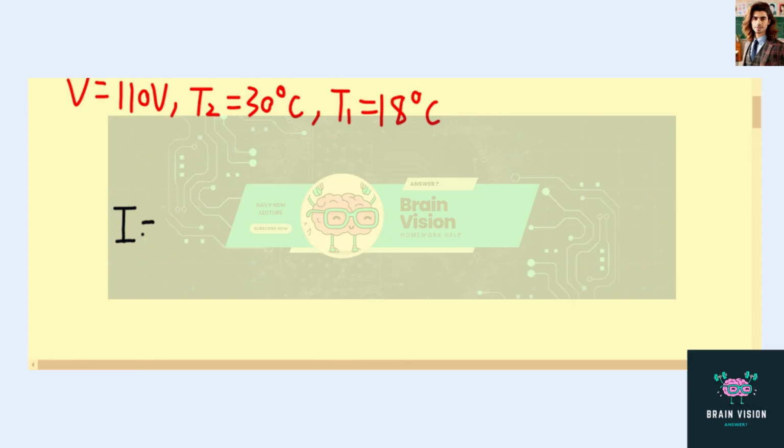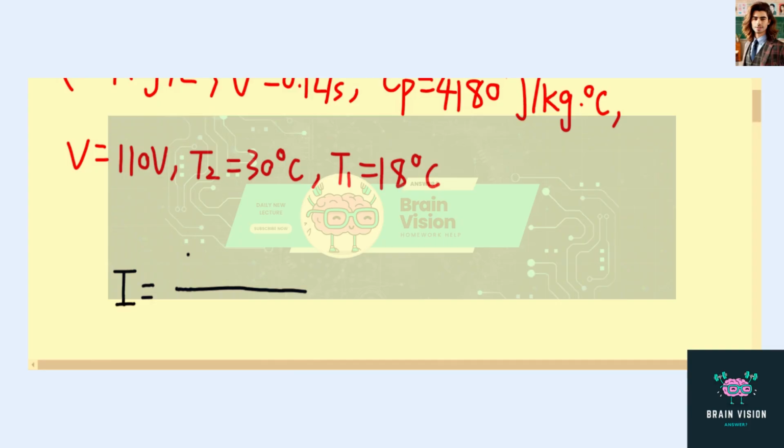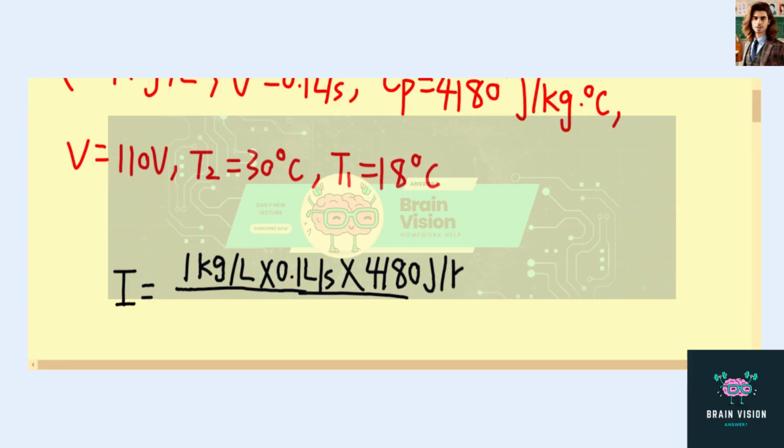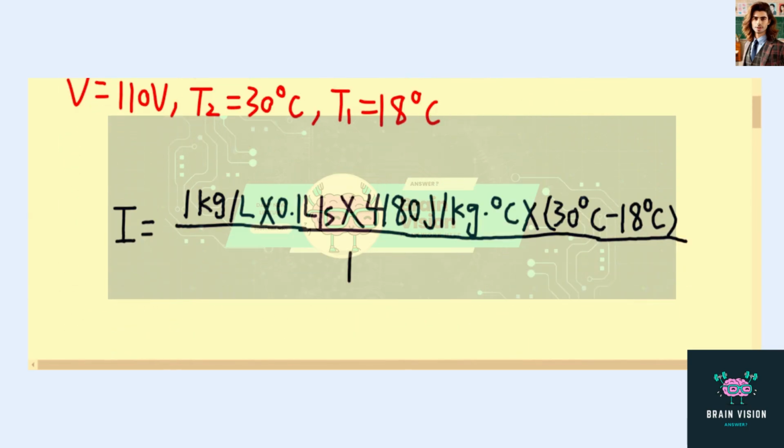So the current is equal to rho V dot, which is 1 kilogram per liter times 0.1 liter per second, and then times 4180 joule per kilogram times degree Celsius, and then times 30 degrees Celsius minus 18 degrees Celsius over the potential difference, which is 110 volts.